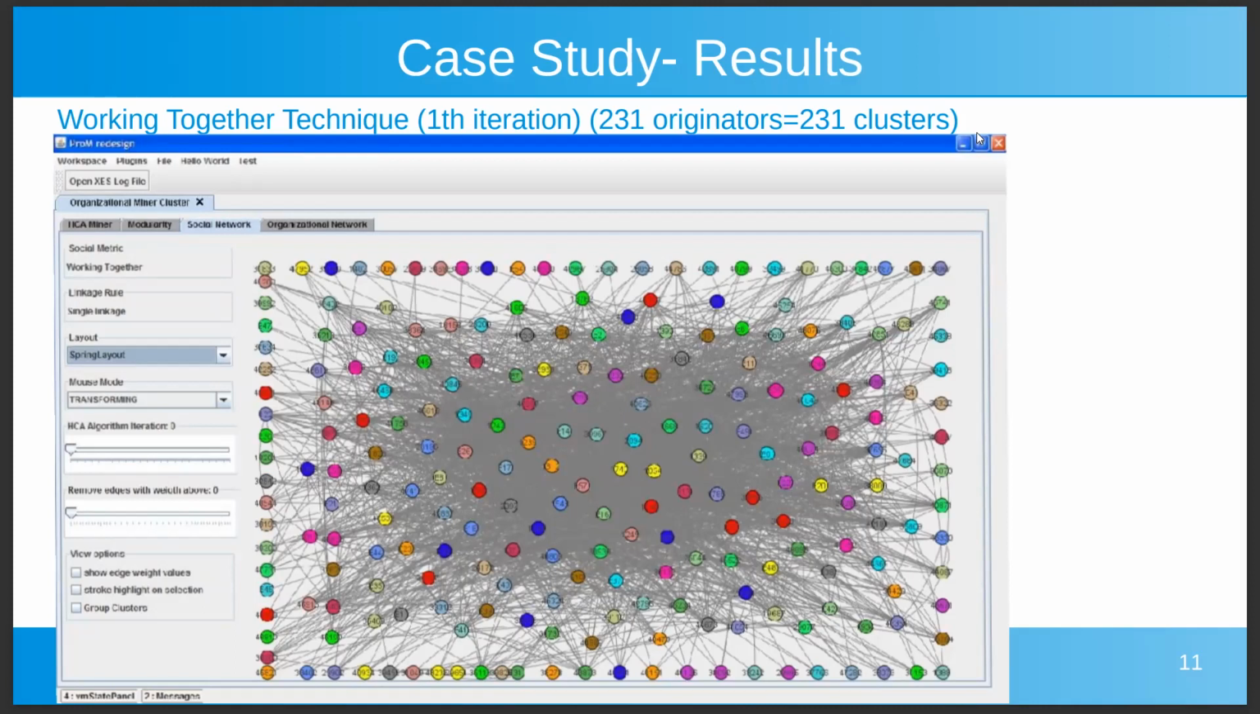This figure is the result of the first iteration of the proposed algorithm using the working together technique, where no attempt at clustering has been made, because in this step, each originator is attributed to a single cluster. Since we are using the working together technique, it means that nodes are users and the edges exist if those two users were working together on any of the processes.